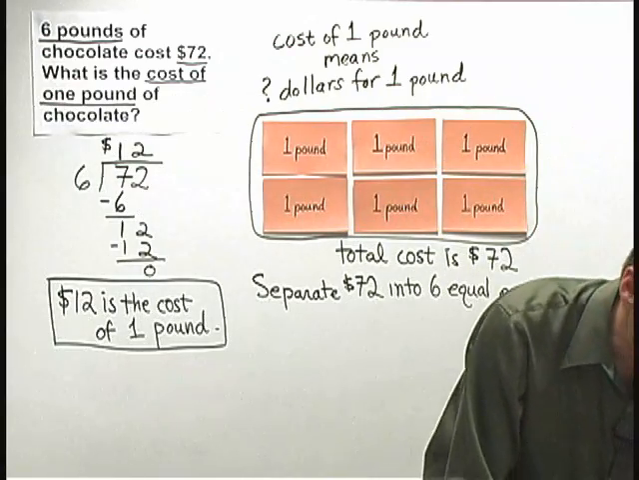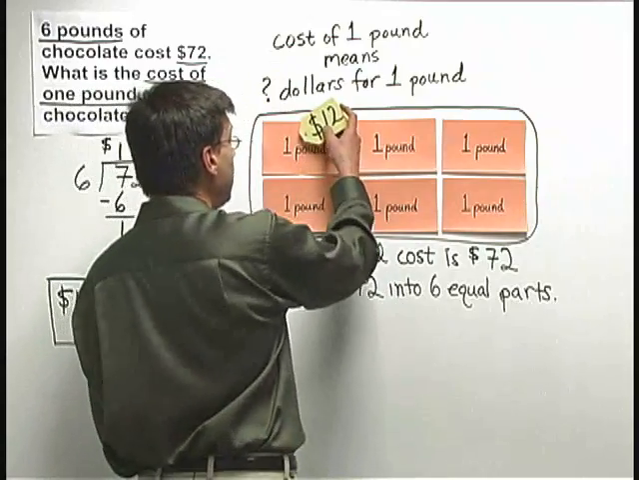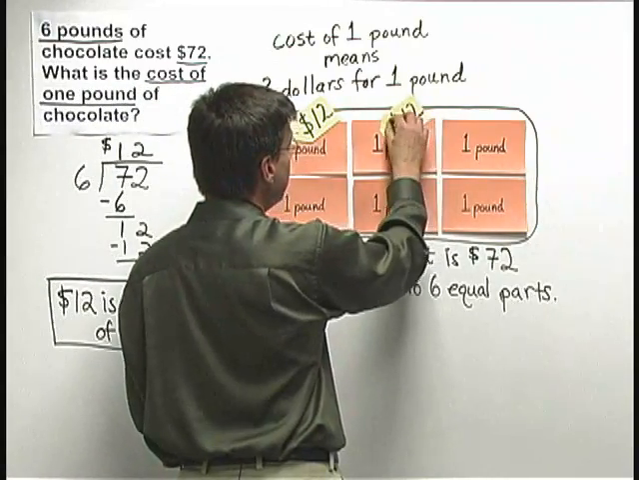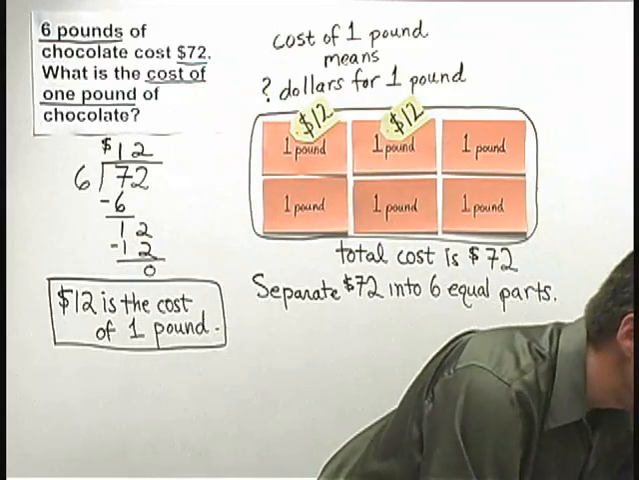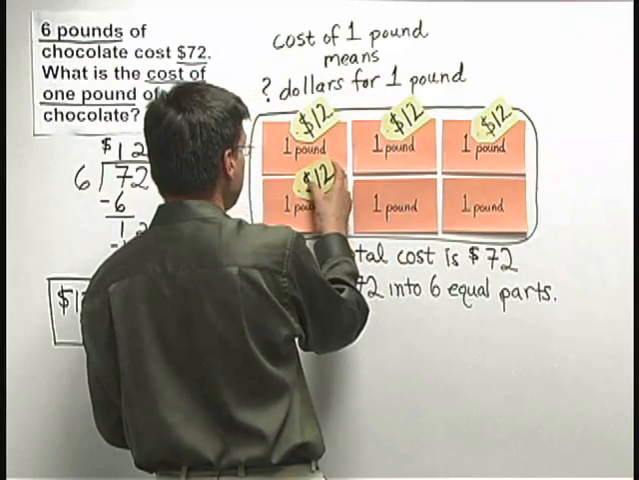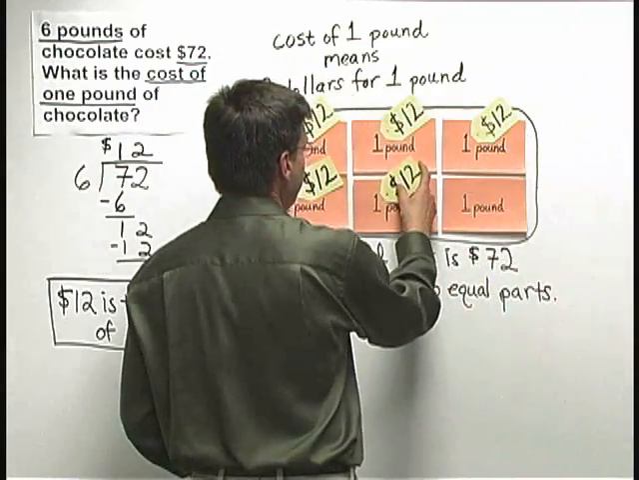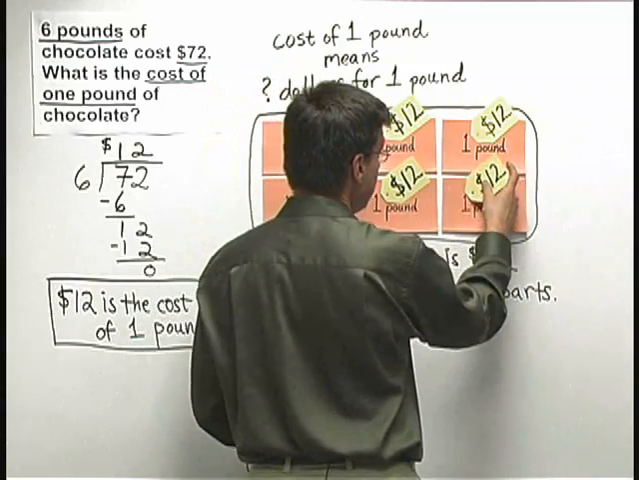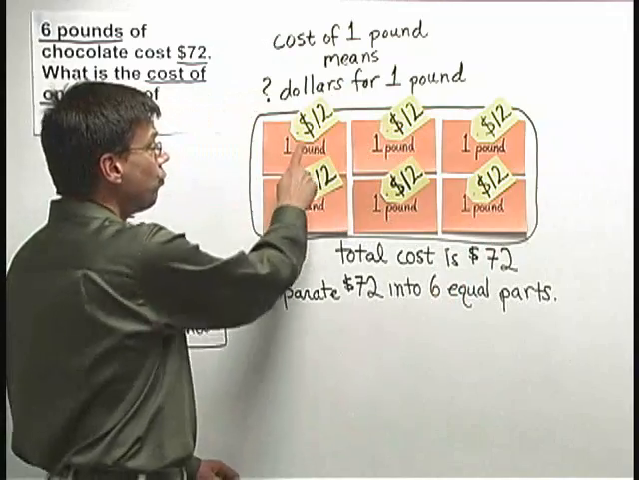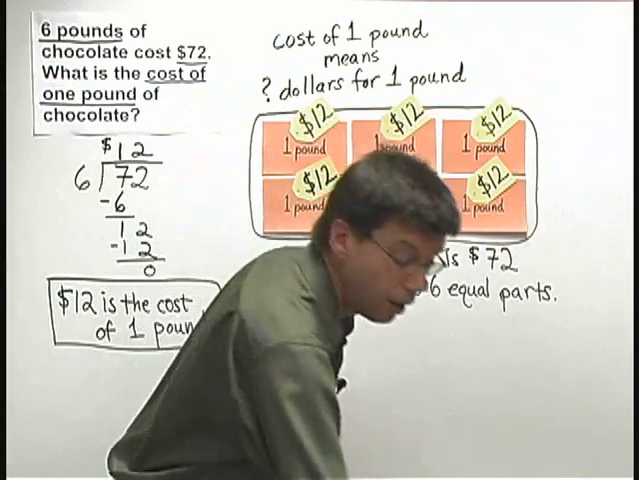Let's go ahead and label each one of our pounds of chocolate here. We now know they each cost $12. $12 for this one, $12 for this, $12 here, $12 here, $12 here, and finally $12 for this one. So each one of these pounds of chocolate costs $12.